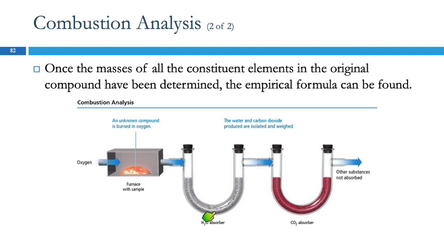Through this tube, and this has a substance in it that absorbs the water. And then it has to go through another tube, and this has a substance in it that's going to absorb the CO2. So you weigh this tube before and after, and the difference is the amount of water given off. You weigh this before and after, the amount of CO2 given off.